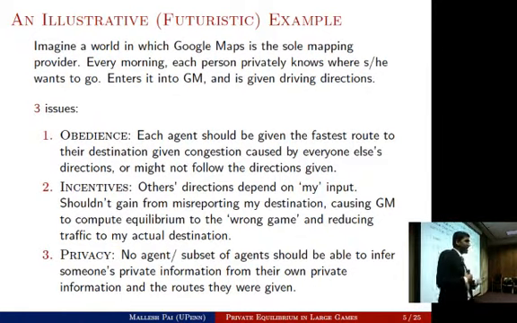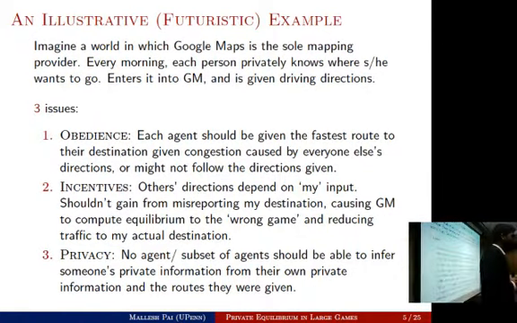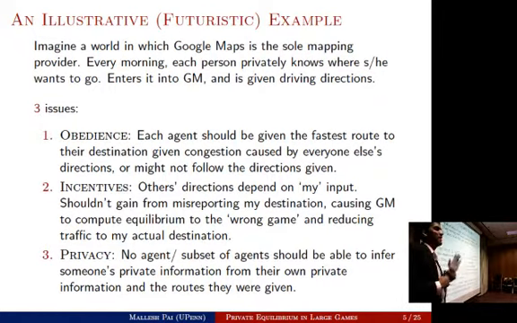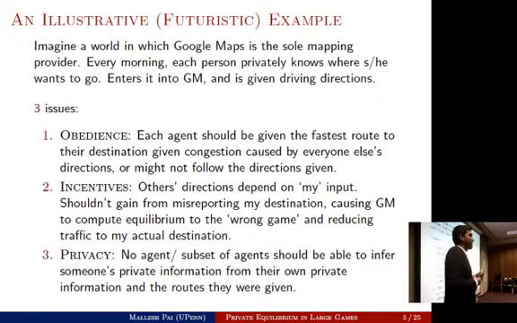The second is a standard consideration from mechanism design, incentives. We would want each person to be incentivized to truthfully report their destination, and then get directions to that destination, rather than giving some incorrect destination, getting Google to compute an equilibrium of the wrong game, and then following some other route which might be better because you've moved all the traffic away somewhere else with regard to your true destination.